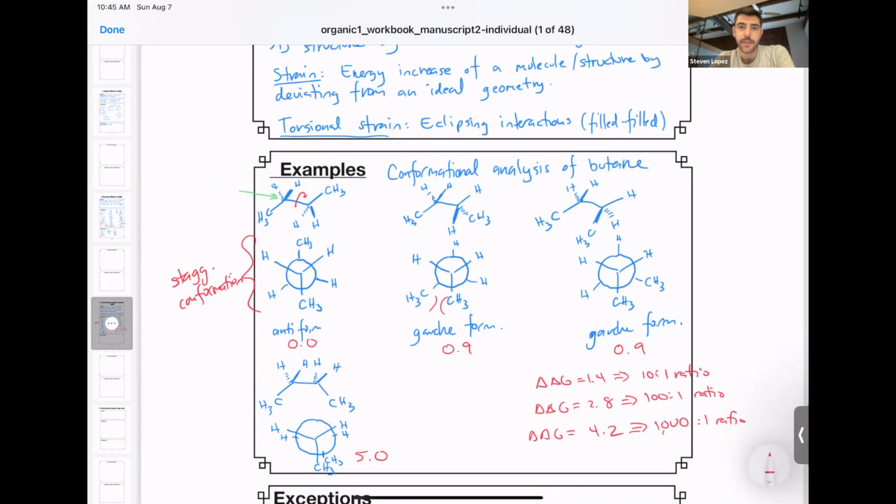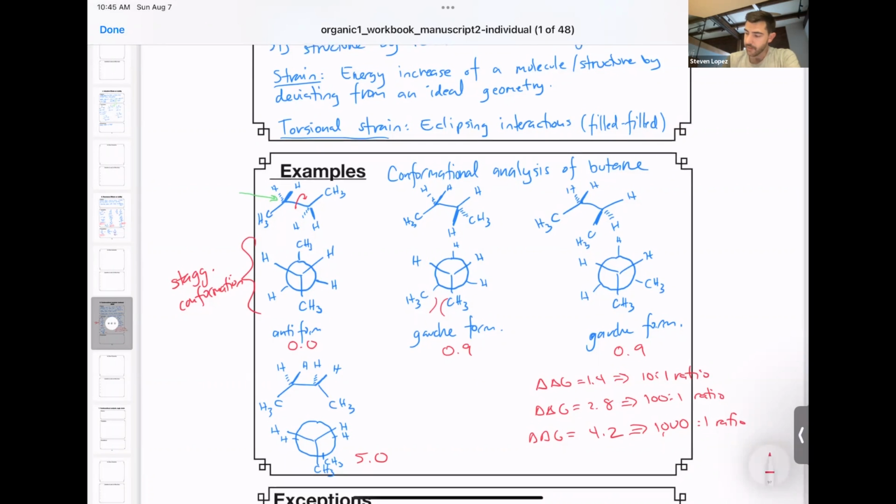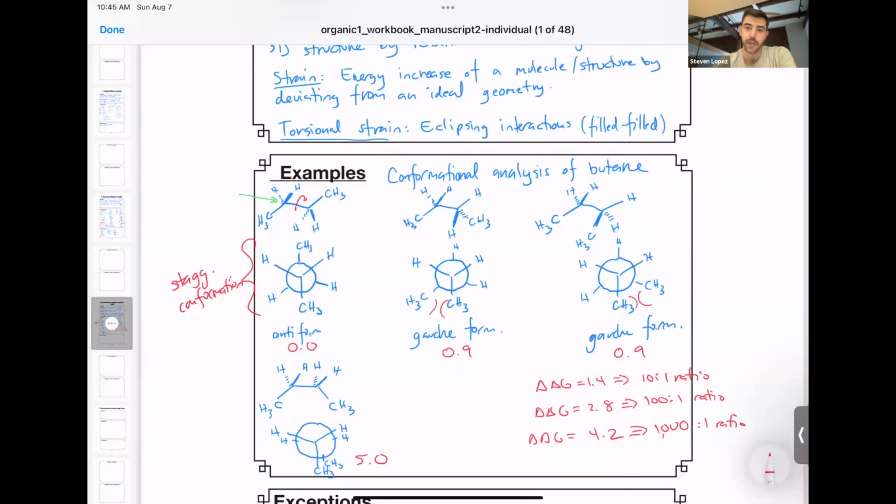These two curved lines indicate a steric clash. So those two methyl groups get pretty close to one another. I recommend you build a model to convince yourself of this. And that's worth about 0.9 kcals per mole. In the other gauche form, we have the same steric interaction, but it's just on the other side of the molecule. So these two are symmetrically equivalent, so they're the same difference in energy.